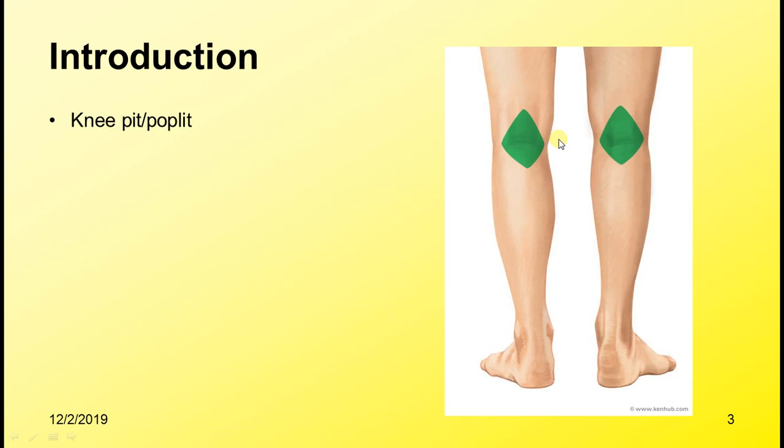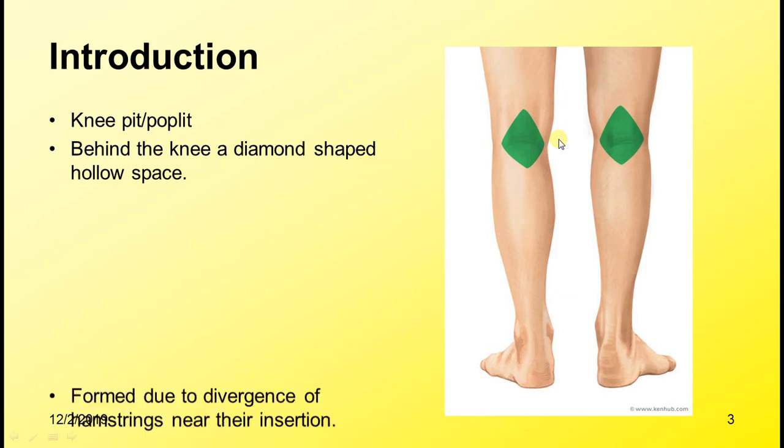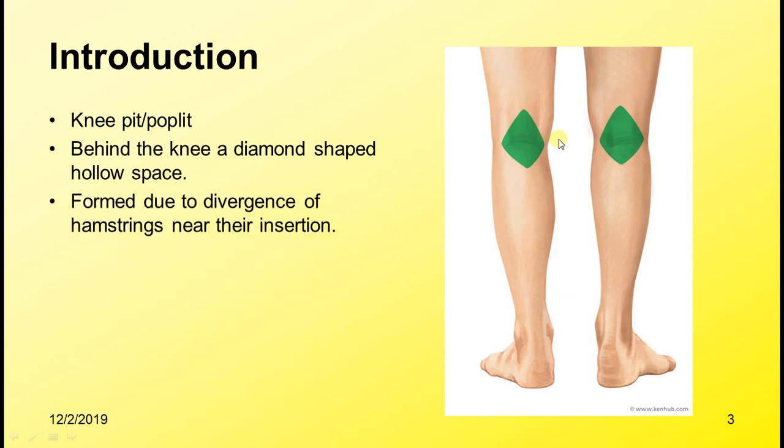Now, here you can compare this popliteal fossa to the cubital fossa of the elbow. In the same way, synonymous to the cubital fossa, here you have the popliteal fossa. So, it is a diamond shaped hollow space. As I have already told you, it is rather an intermuscular space.